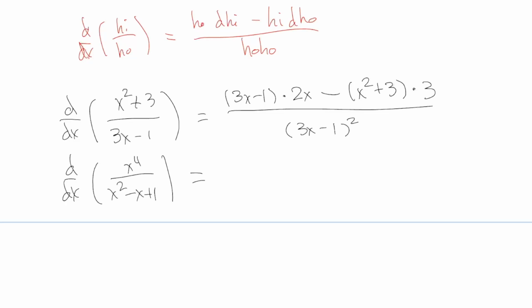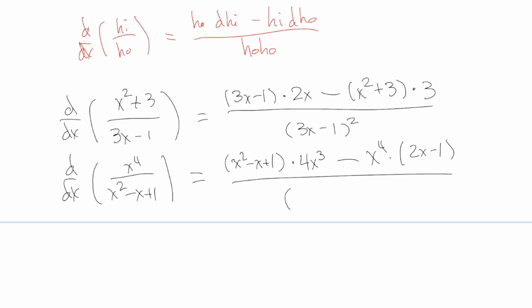Let's try the quotient rule here. Again, it's the bottom times the derivative of the top first. So the bottom, x squared minus x plus 1, times the derivative of the top, which is 4x cubed, minus the top, x to the 4, times the derivative of the bottom. That would be 2x minus 1. All of this divided by the bottom squared.